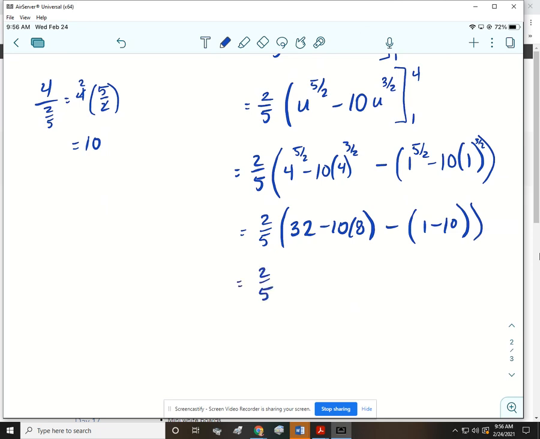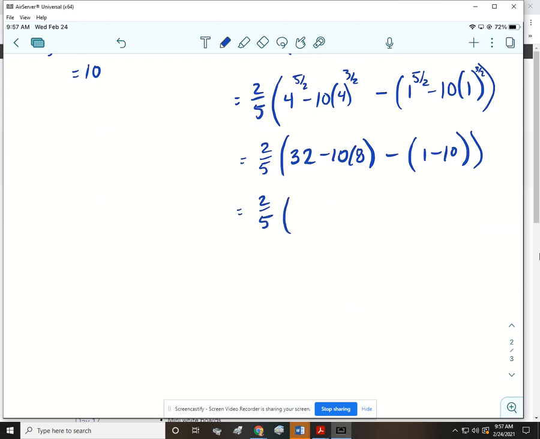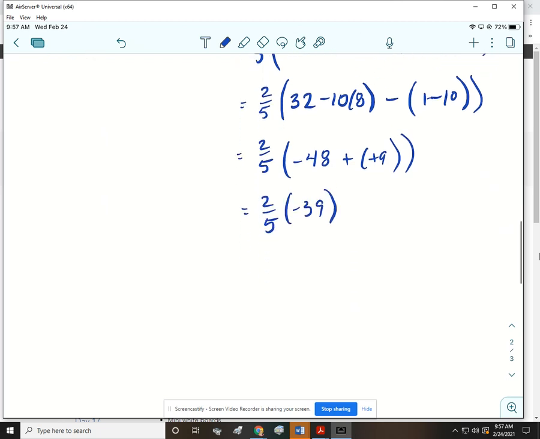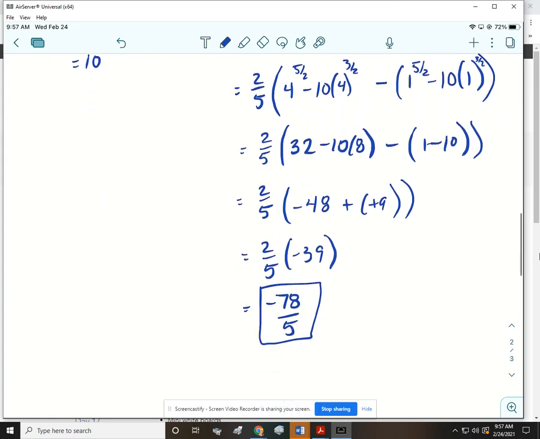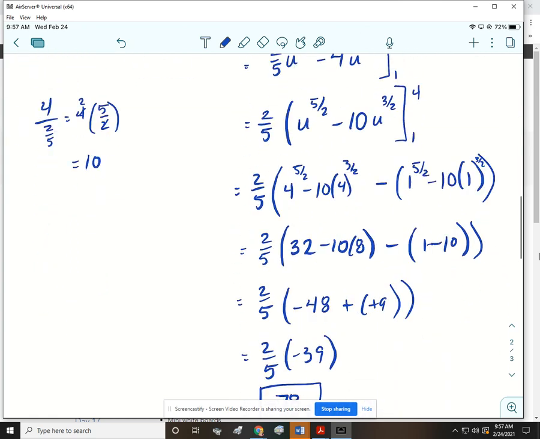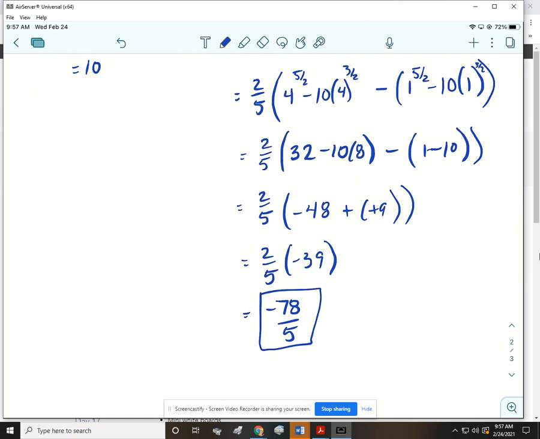So it's just a bunch of crunching numbers at this point. So that's going to be 32 minus 80. It's negative 48. And then 1 minus 10 is negative 9. All right. And then negative 48 plus 9 is negative 39. And then finally, I would just multiply that by 2/5. And we get negative 78/5. All right, so the crunching numbers part to me was the most challenging part of that problem. Or not challenging, just time consuming.